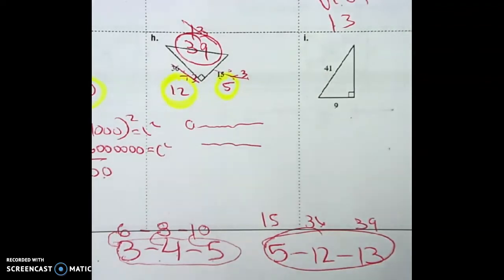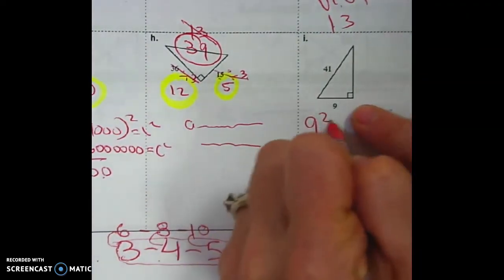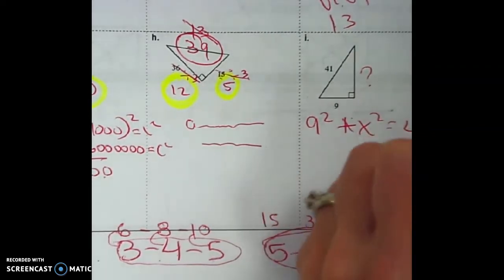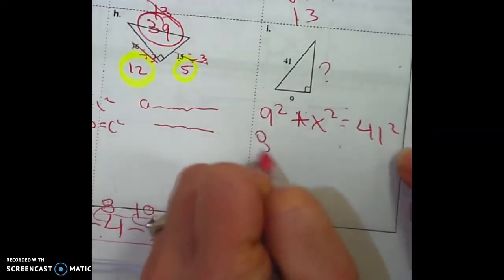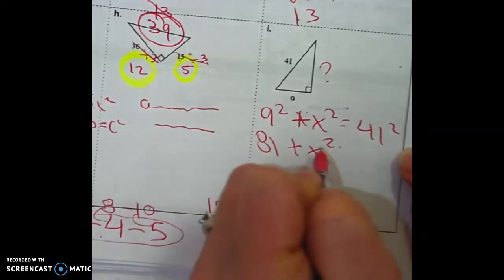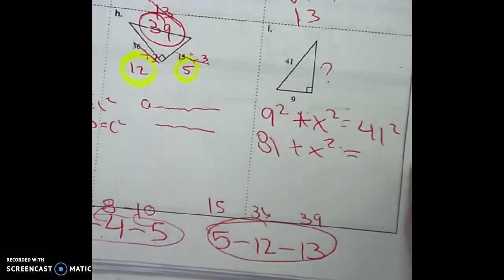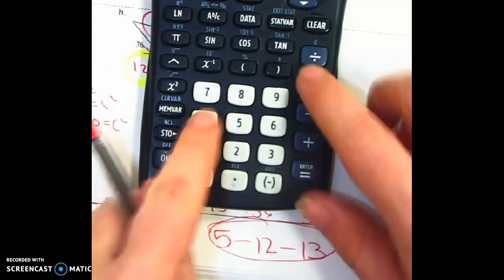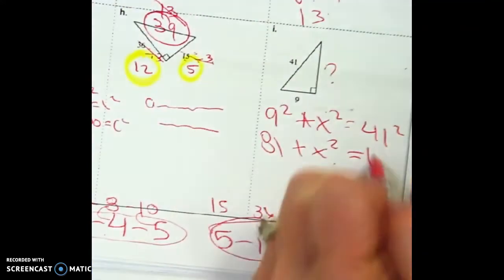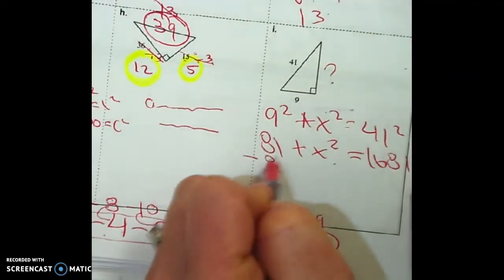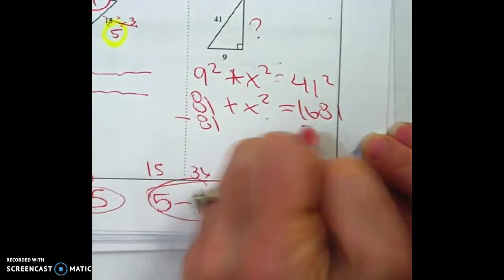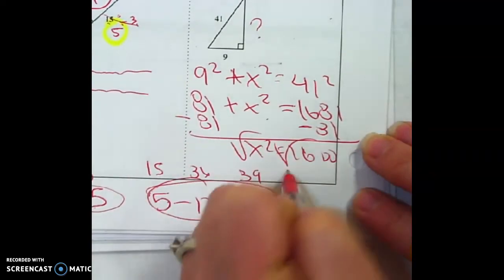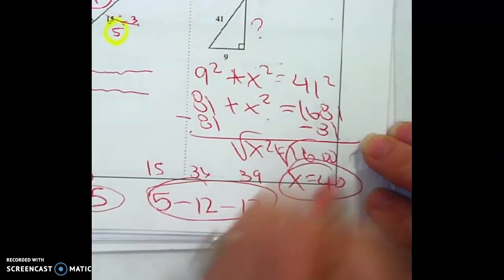Okay? This one's a little bit different because this time I have 9 squared plus x squared equals 41 squared. 81 plus x squared, or b squared, whatever, equals, I'm not sure what 41 squared is. 1681 minus 81, let me make that more clear. X squared equals 1600, square root, x equals 40.